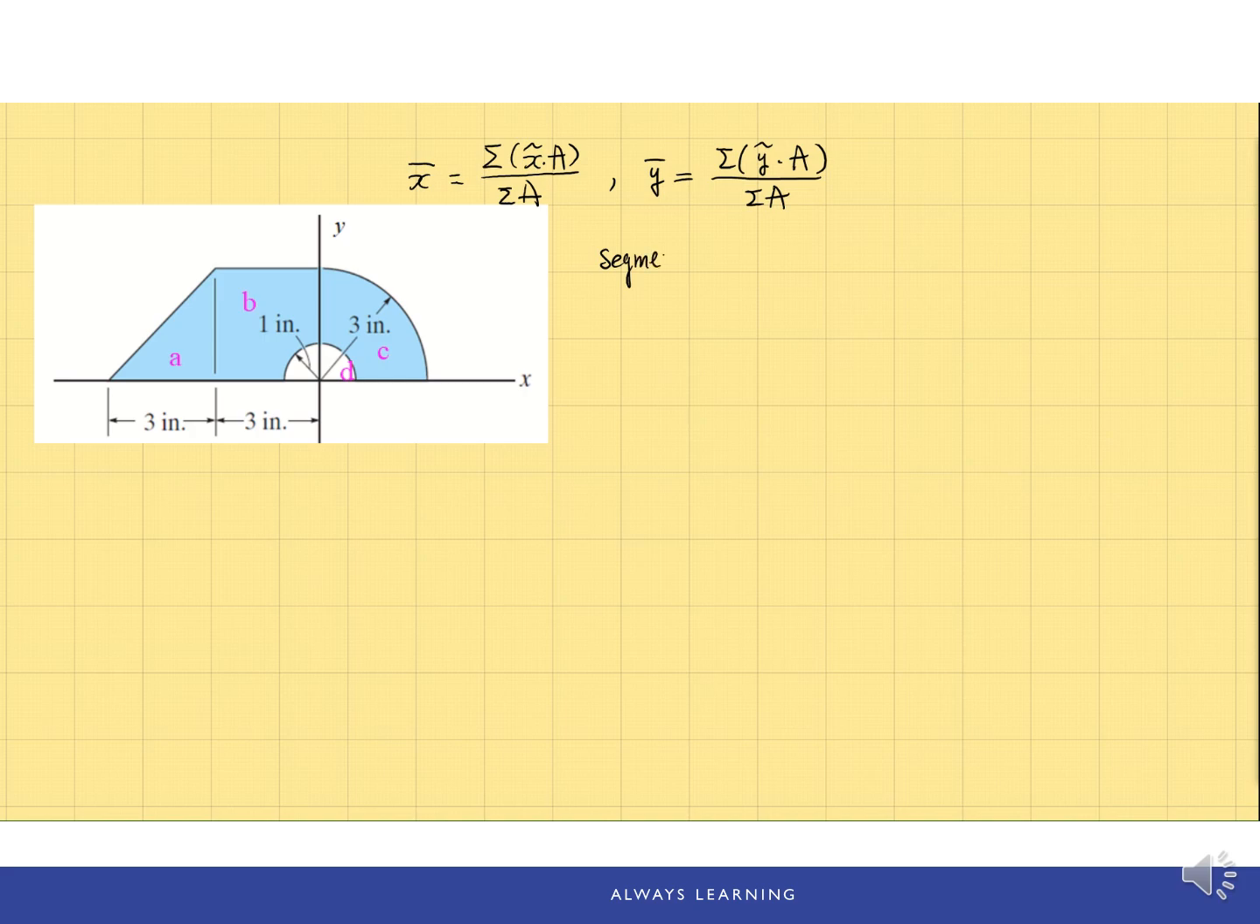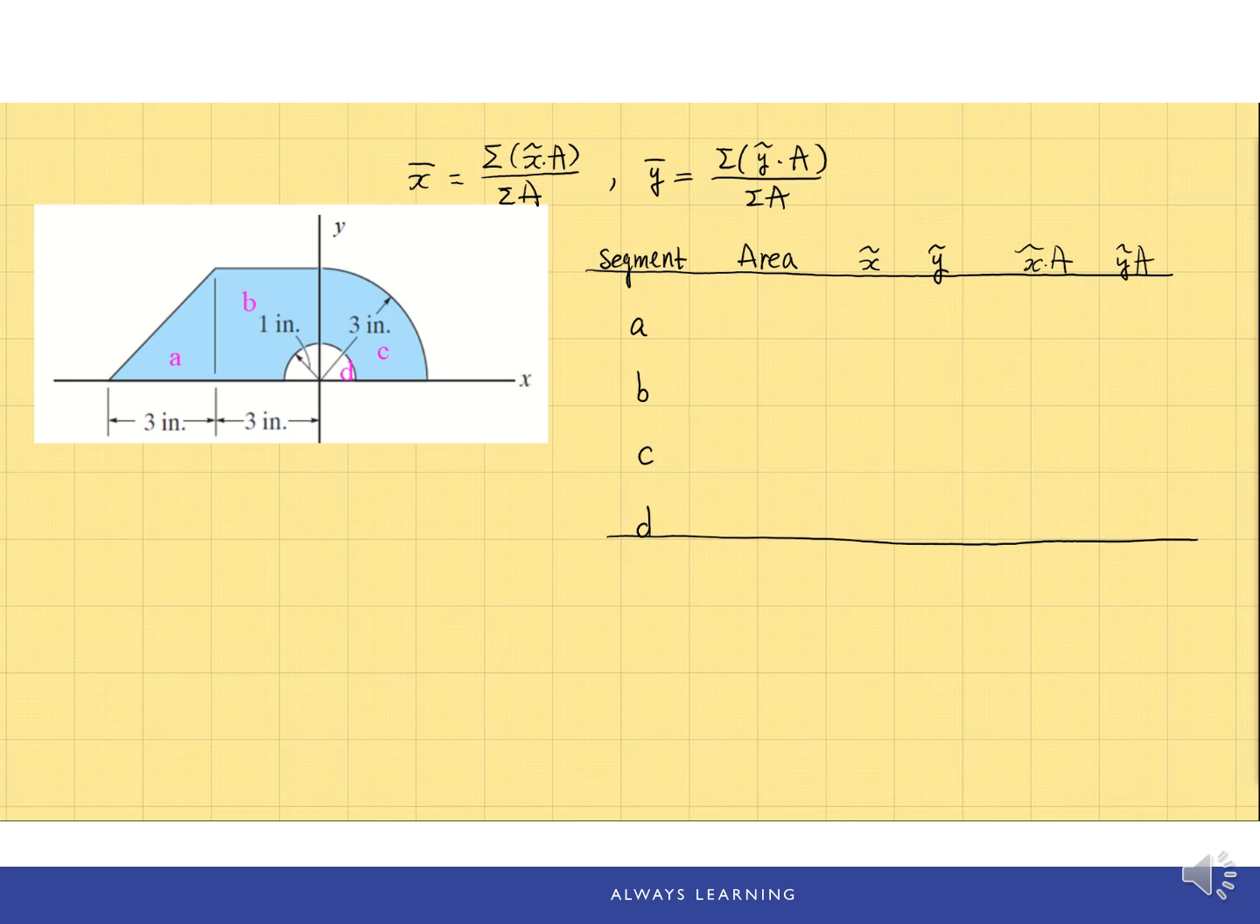So that means the first column will be the segment. We have A, B, C, and D. And we need to find the area of each segment, and we need to find x tilde, y tilde of each segment, and then calculate x tilde A, y tilde A, and get some algebraic sums for the area and for x tilde A, y tilde A. Okay, so here is the table that we're gonna fill in.